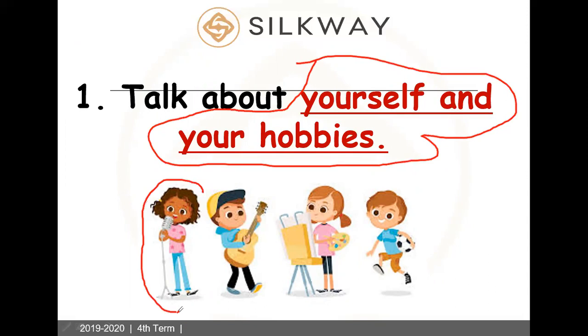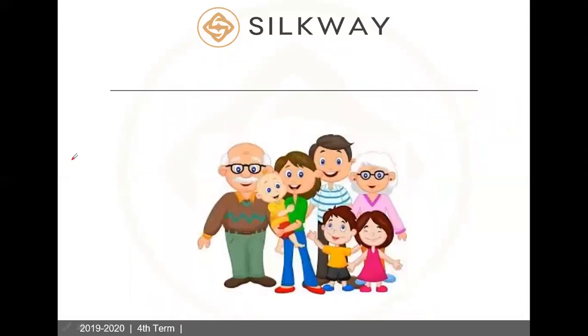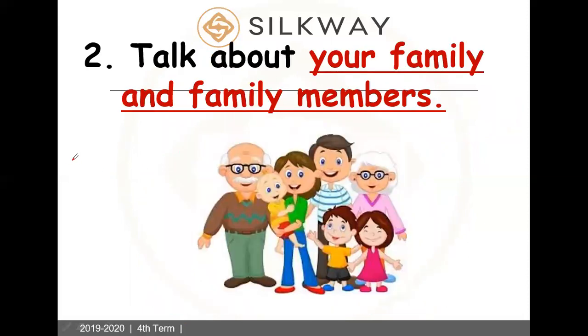Like for example, in this picture, she likes singing. This one, maybe he likes playing the guitar. Here, she likes painting. And this one, he likes playing football or playing sports. So that is what you call hobbies. So let's continue. Aside from that, you can also talk about your family and family members.